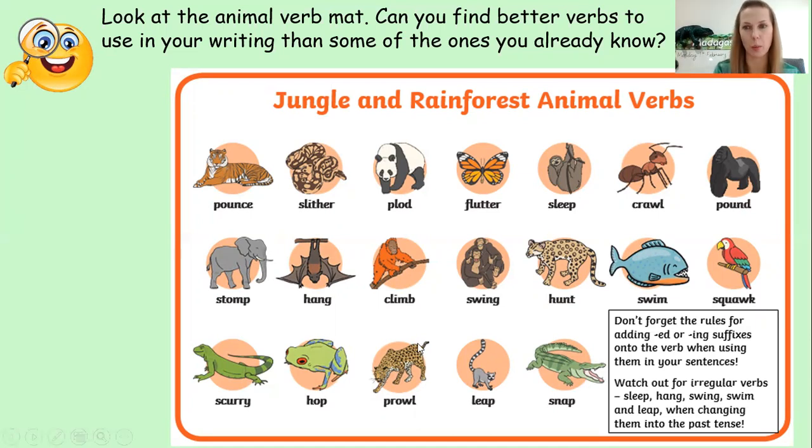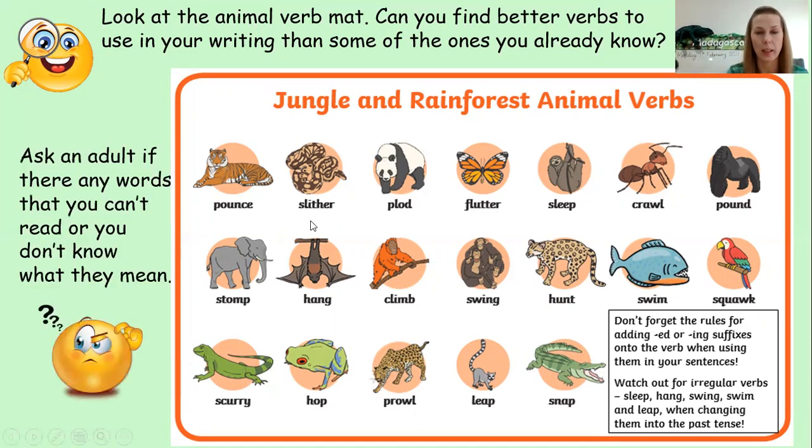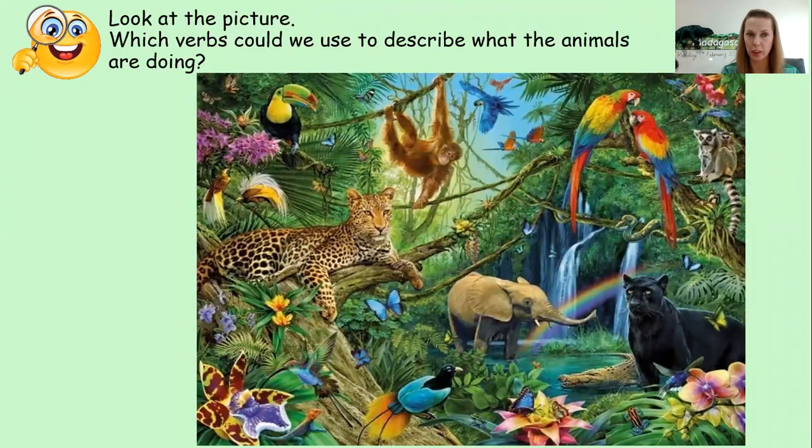I'm going to show you a couple of examples now. Ask an adult if there are any words on the word mat that you can't read or you don't know what they mean, and they can help you. So look at the picture. Which verbs could we use to describe what the animals are doing? So you can use that word mat, or you can come up with your own. Have a little chat with your adult again and pause the video. Can you come up with any verbs for what the animals are doing in this picture?